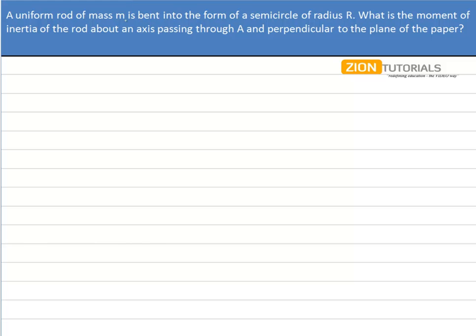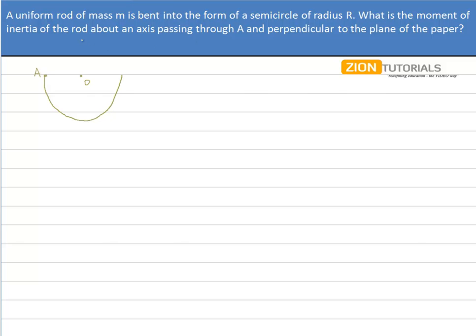A uniform rod of mass small m is bent into the form of a semicircle of radius r. Basically, there was initially a uniform rod which is bent in the form of a semicircle. This is the semicircle, this is the point O, and this is the point A. This diagram was given in the question.